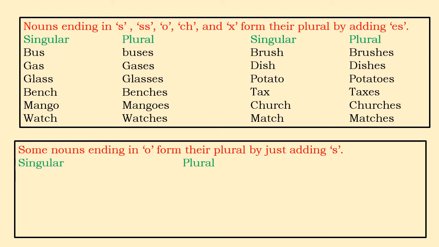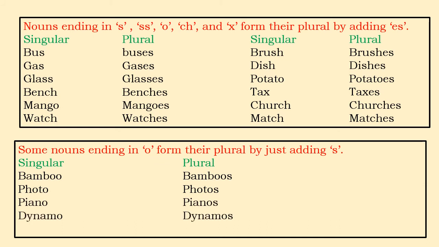In the first example, the word given is bamboo. So the plural will be bamboos. Photo, photos. Piano, pianos. Dynamo, dynamos. And stereo, stereos. So this way you have to remember all these rules very well.